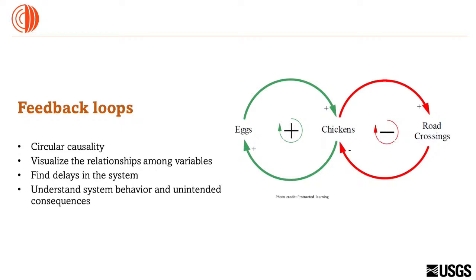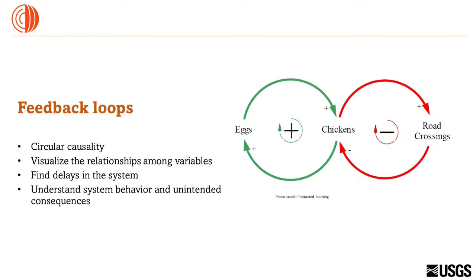So feedback loops are a way to visualize the relationships among variables. They can help you find delays in the system, which I'm going to talk about on the next slide, and they can help you understand system behavior and unintended consequences. So I love this example just because we've all heard of this analogy, and so it's kind of easy to think about.